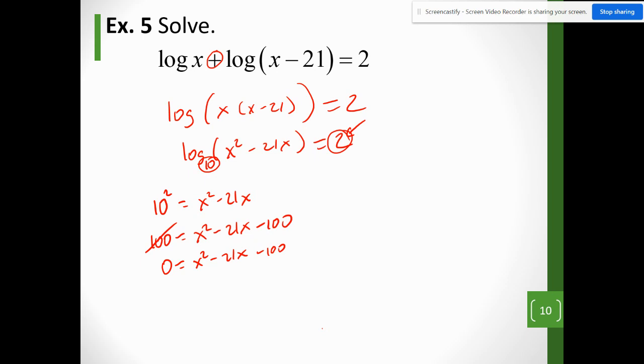Now I'm thinking two numbers multiplied equals negative 100. When I add them, it's equal to negative 21. I'm going to factor this as x minus 25, x plus 4. Remember, I was thinking two numbers that multiplied equals negative 100 and when I add them equal negative 21. That's how I got my negative 25 and positive 4. Now I'm going to have to let each of my parentheses equal 0.